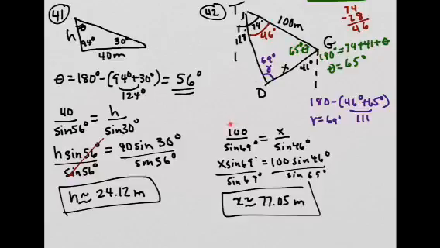And so here's the law of sines. You cross multiply. You divide both sides by sine 69, so that cancels that. It leaves x by itself, and then you plug it into a calculator, and you get 77.05 meters.